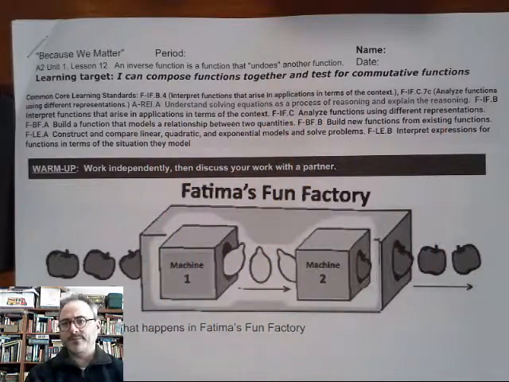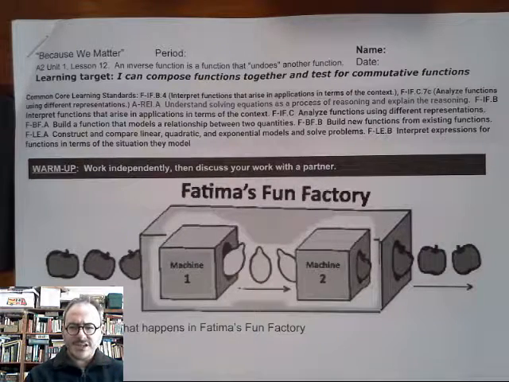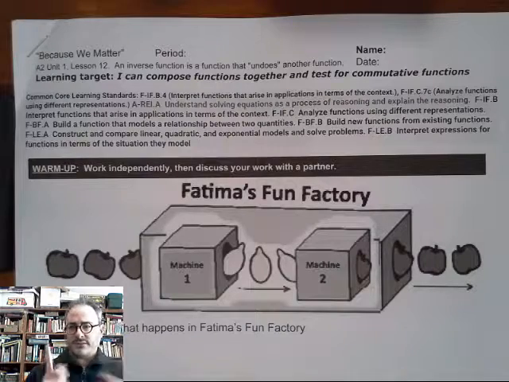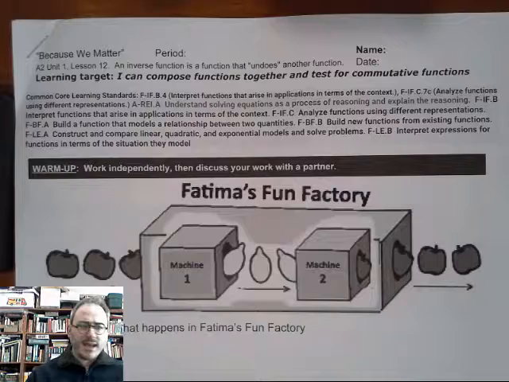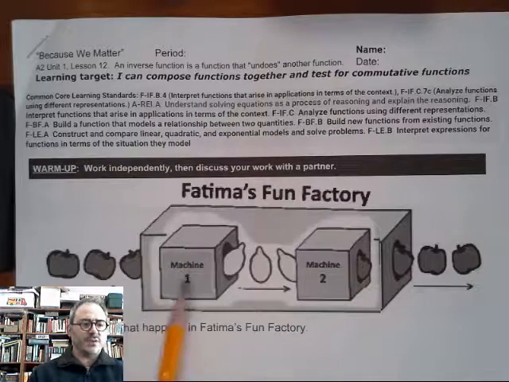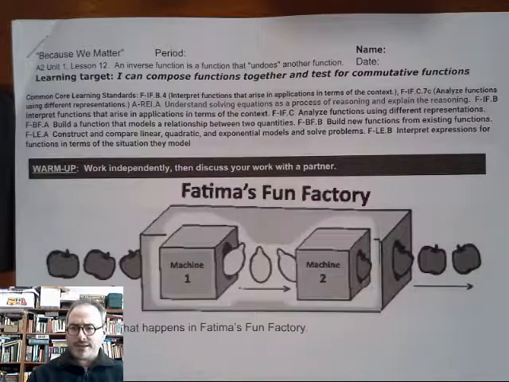I'm going to show you how to compose functions together. We did that last lesson too. We're going to do some more composing of functions, but now we're going to add one more wrinkle into it. We're going to look at functions that undo each other, functions that are commutative, functions where I can reverse the order and I get the same result. So last time we had Frank's Fun Factory. Frank's Fun Factory took apples into machine 1, turned them into lemons, and then when the lemons went into machine 2, they came out as oranges.